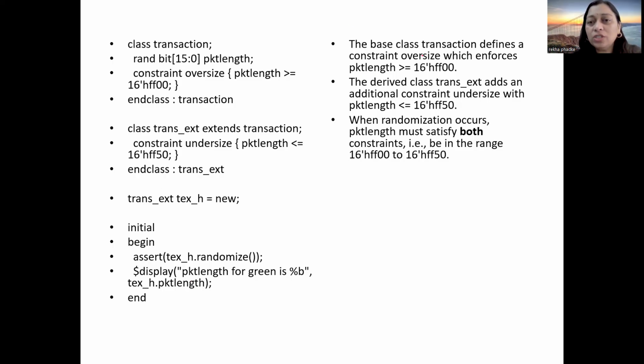So the base class transaction defines a constraint oversize, which enforces packet length to this value. The derived class trans underscore ext, which is nothing but the child class, adds an additional constraint undersize to the same variable packet length. And now it is less than or equal to FF50. So there is no conflict. When there is a conflict, we have to see how it works, but here there is no conflict. So when randomization occurs, packet length must satisfy both constraints, that is, be in the range FF00 to FF50, because there is no conflict, and so it follows this condition that it should be between this range.